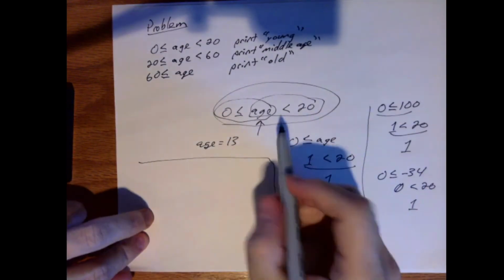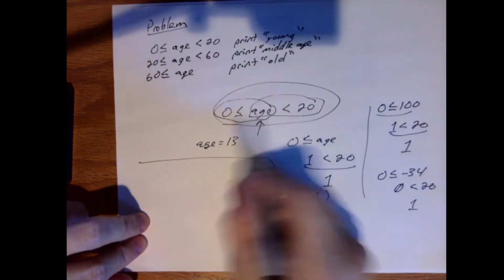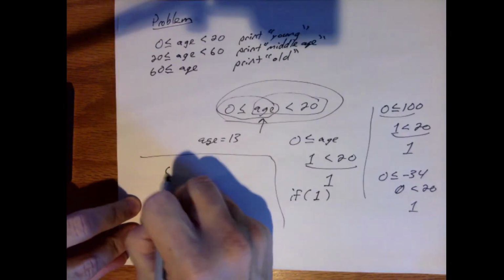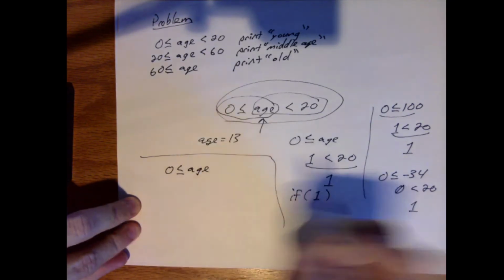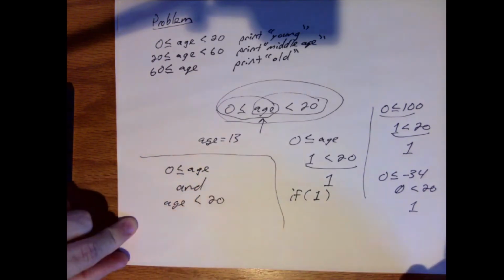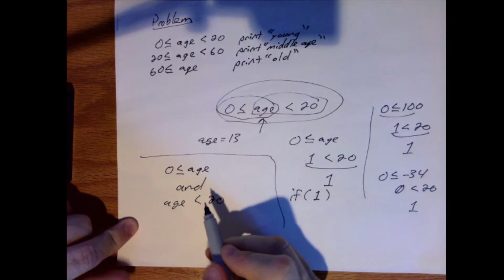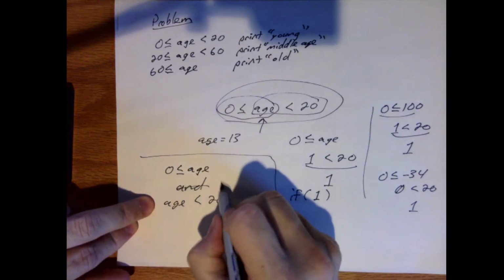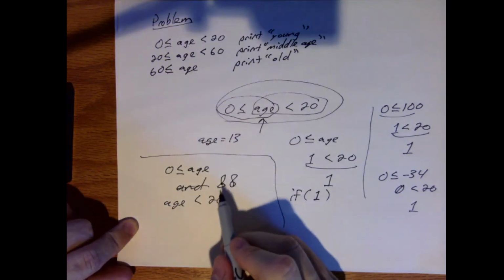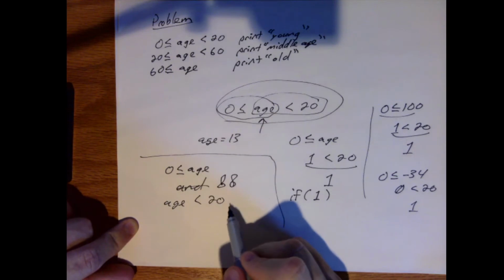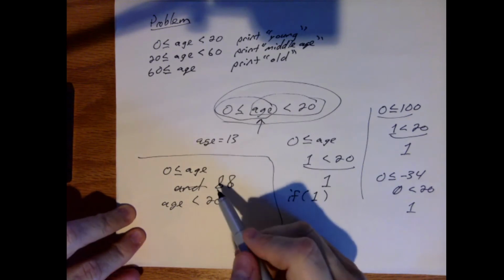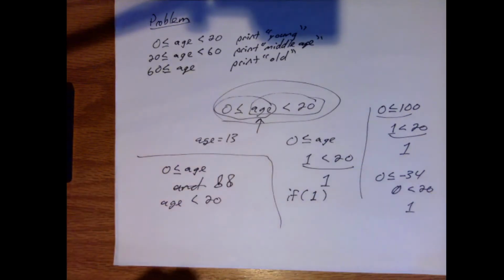Well, we said that in order for age to be between these two boundaries, really there's two things that have to be true. It has to be true that 0 is less than or equal to age, and age has to be less than 20. So this is how we need to really write it, where the and uses our logical and symbol, the two ampersands that I talked about in my logical operators video. So this is how we need to really implement it, is to ask the two questions. And only when both questions are true is age in that range.